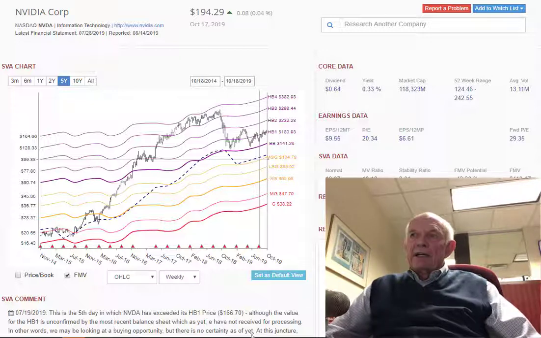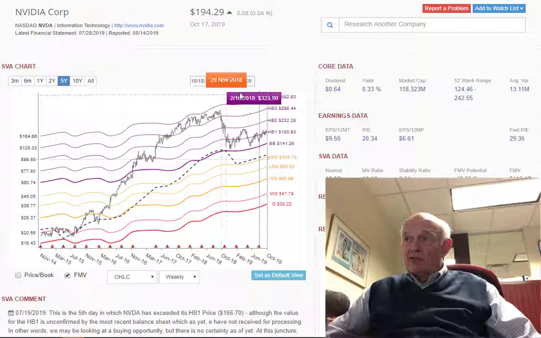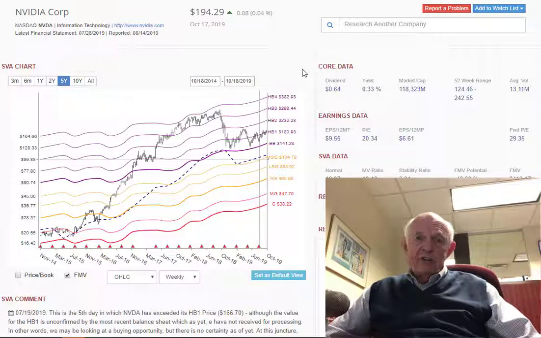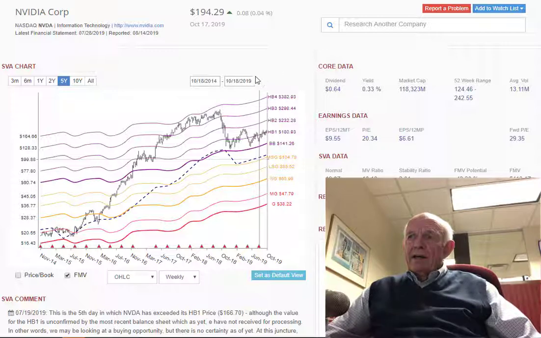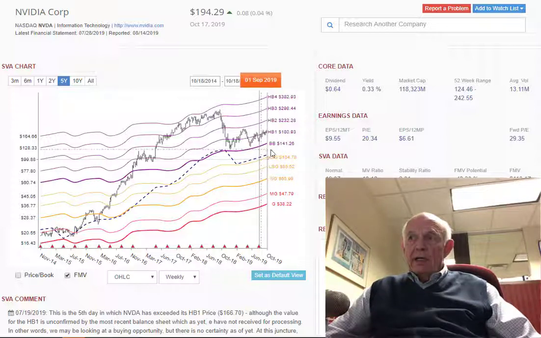Nvidia, well, we've had some fun with that. We've not liked the stock ever since it was way up here at HB4, and indeed it fell right down to its bubble price. And I have said a number of times that the bubble price, which is 7.4 times book value, is very, very powerful support, and so it has proven to be so far.